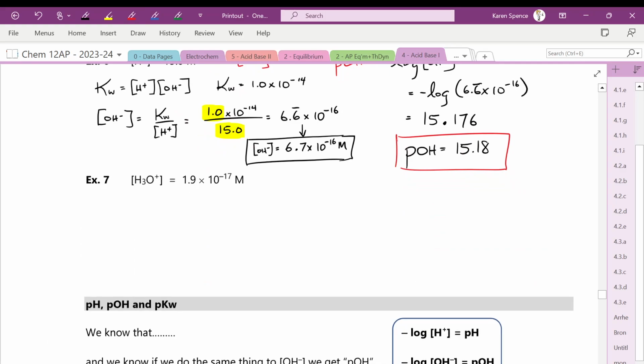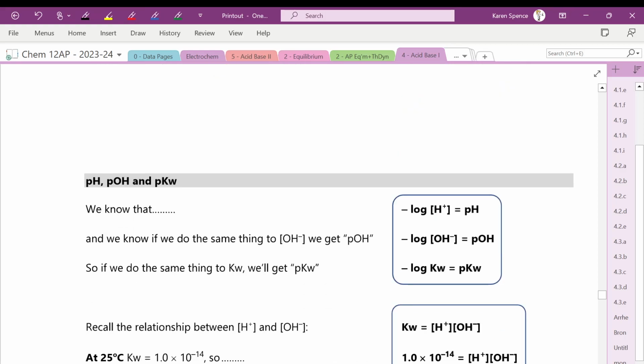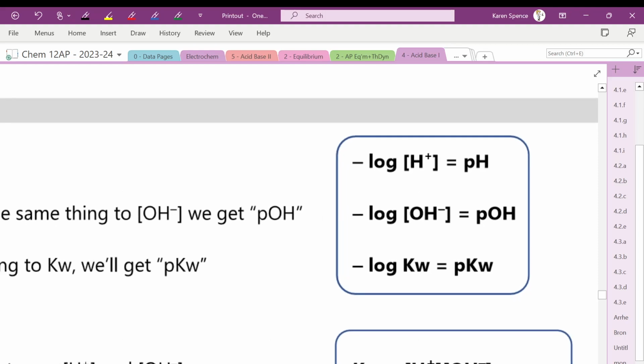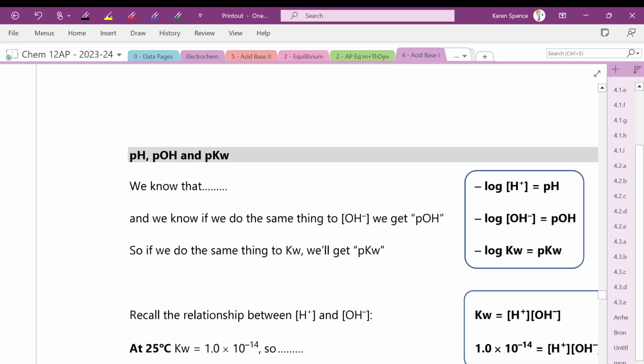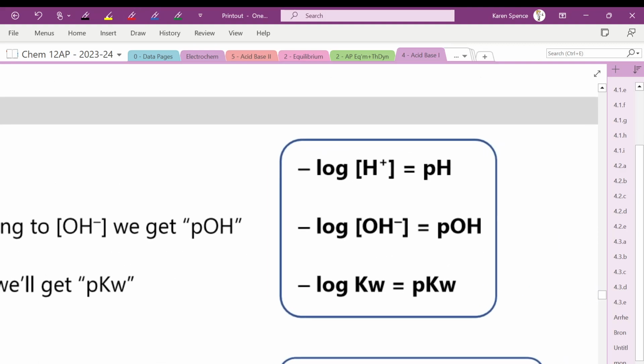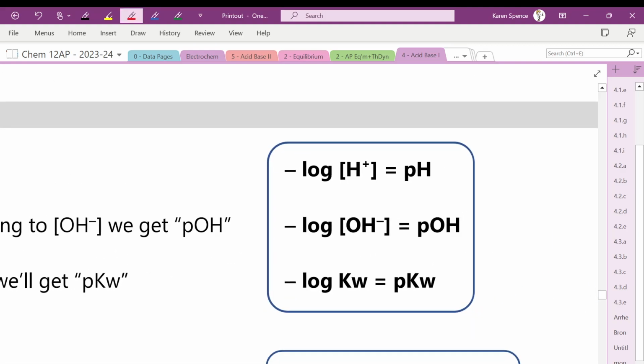So we know the following things. We know that the negative log of H is pH. We know the negative log of OH is pOH. So guess what? If we take the negative log of Kw, we get pKw.